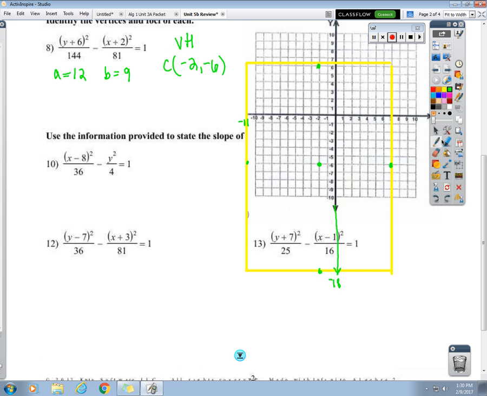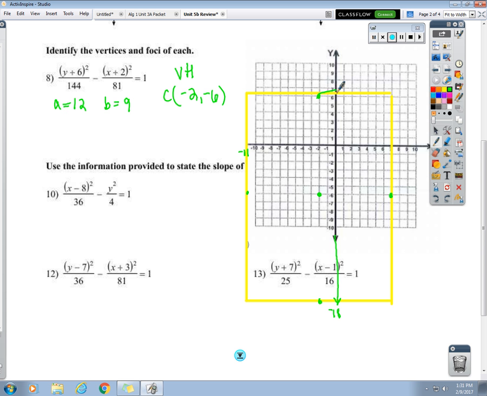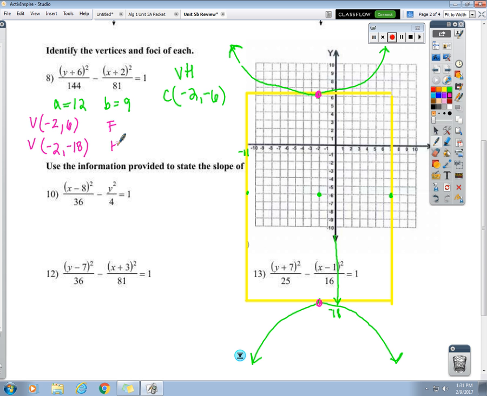Okay, and we already said this is a vertical hyperbola, so that means this is going to open up and down. Okay, and now haven't we identified our vertices? We just have to write the coordinates. Here's a vertex, and here's a vertex. What are the coordinates of this vertex? How do you get to there from the origin? Left 2, up 6. So your first vertex is -2, 6. Your second vertex, you have to go left 2 and down 18. So -2, -18.